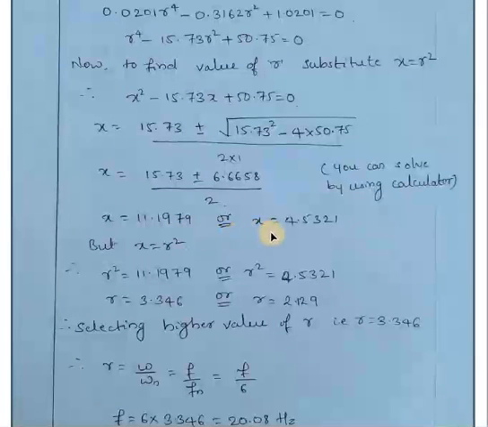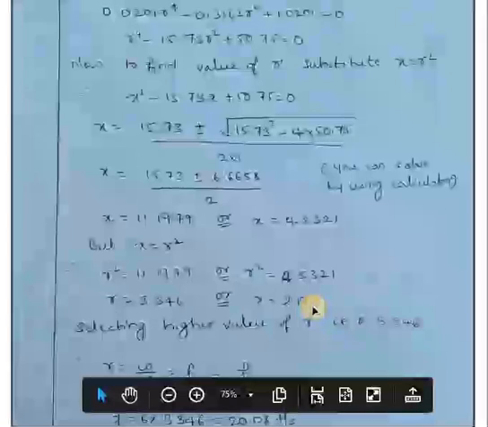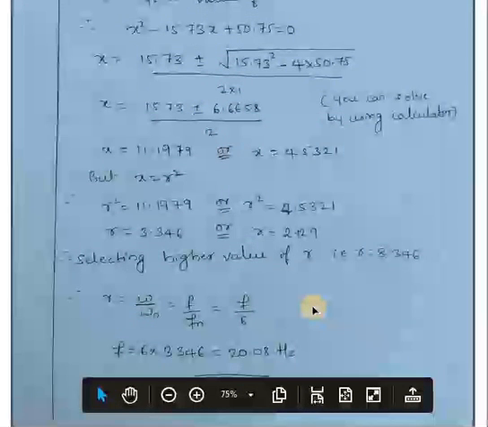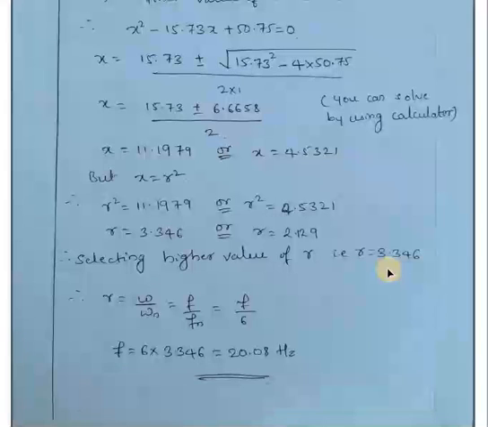So x value you are getting as 11.1979 and one more is 4.532. But x is nothing but r square here, which we replaced in this equation, x by r square. So r will be 3.346 and 2.129. Selecting the higher value, because it will give you the exact percentage of error, we'll take r as 3.346.